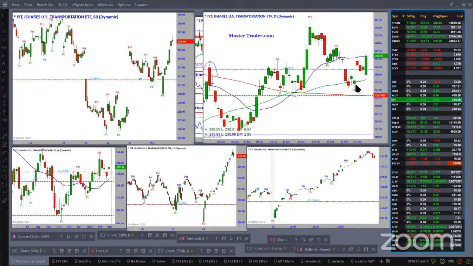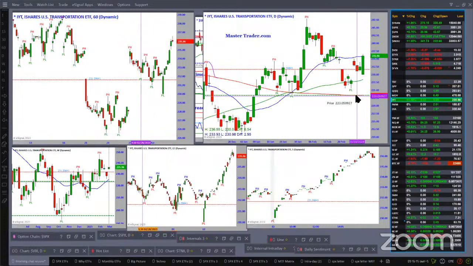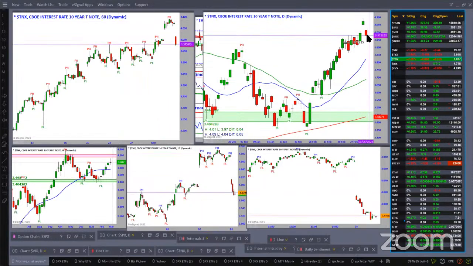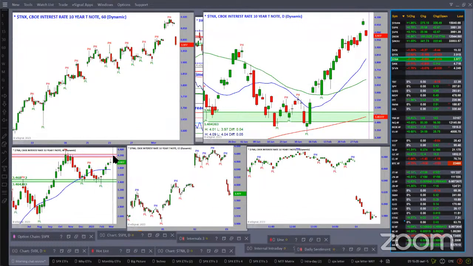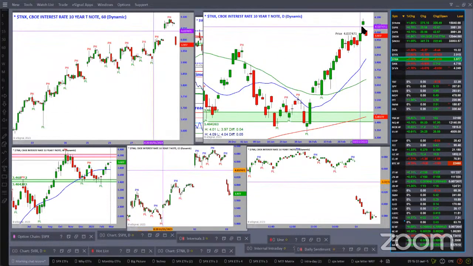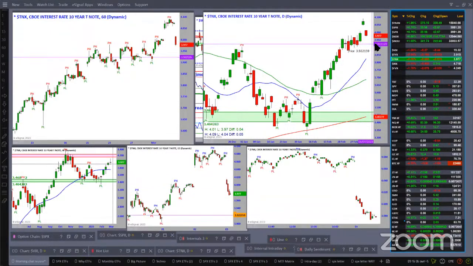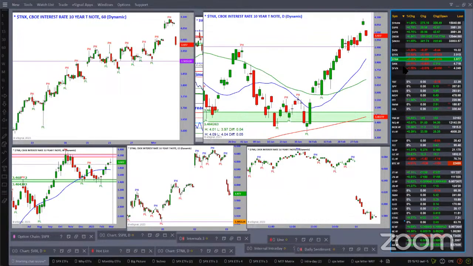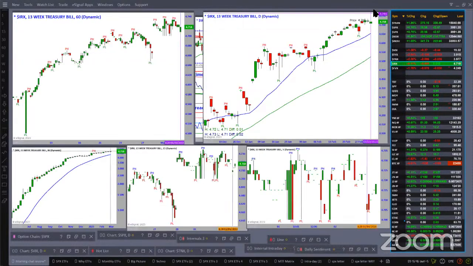Transports, big turnaround day. And they didn't get to support. And that's another positive. 10-year, right now it's coming down here. So it didn't get up to that 4.2. At the moment, it's being rejected. And it's as if the equity markets knew that was going to happen yesterday. But we'll see if that follows through. 13-week doing nothing up there.